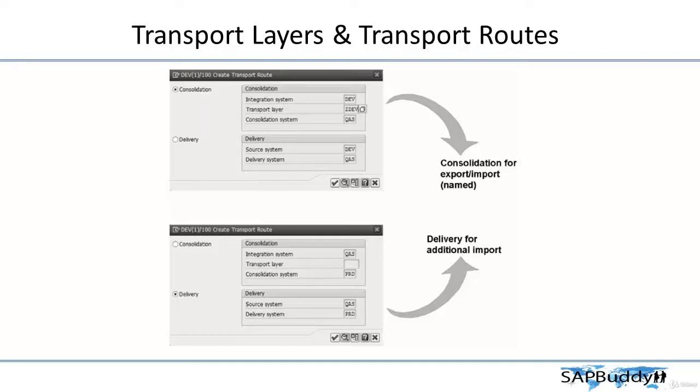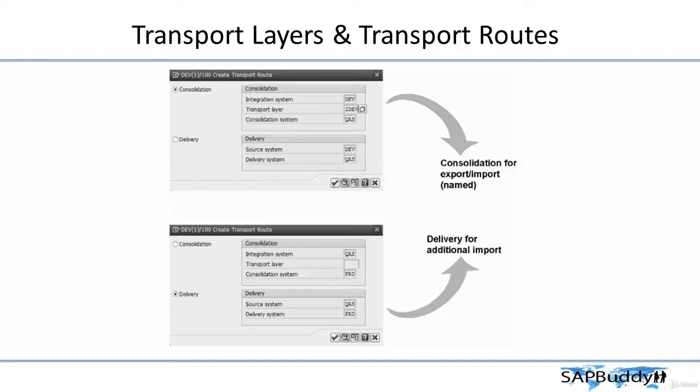Transport route is not only for ABAP, it is for ABAP as well as customizing, which will be used to transport the TRs using TMS. Okay. So let's see now the transport route. In the transport route, we have two types of transport route: consolidation route and delivery route. First, let's see what is a consolidation route.